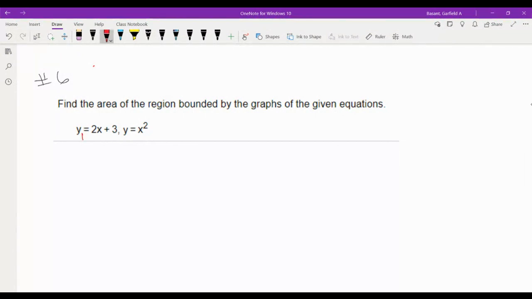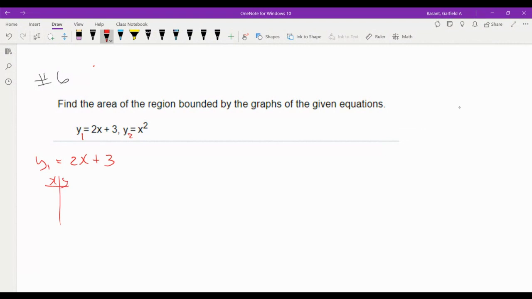Let's call this y1 again, and the second one y2. Let's start with y1 and try to get a graph for it. Any idea what this graph looks like? It's a linear equation, so we know we're going to get a line, right? And these are not too bad in graphing. They're probably the easiest thing to graph. You could probably just plot some points.